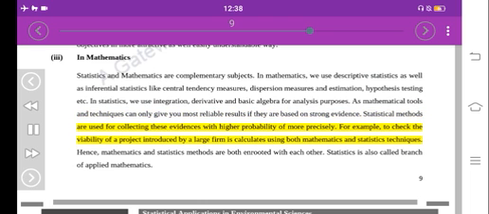For example, to check the viability of a project introduced by a large firm, it is calculated using both mathematics and statistics techniques. Hence, mathematics and statistics methods are both enrooted with each other. Statistics is also called a branch of applied mathematics.